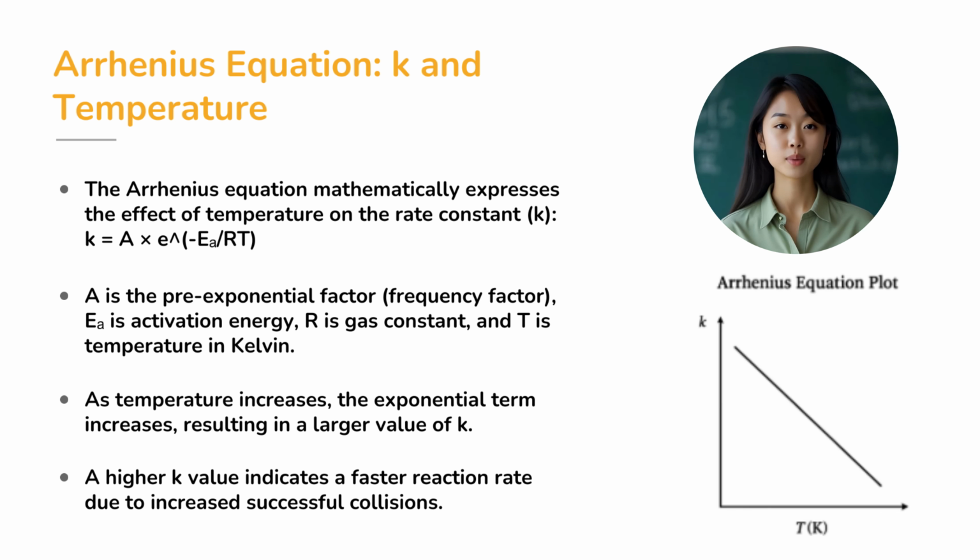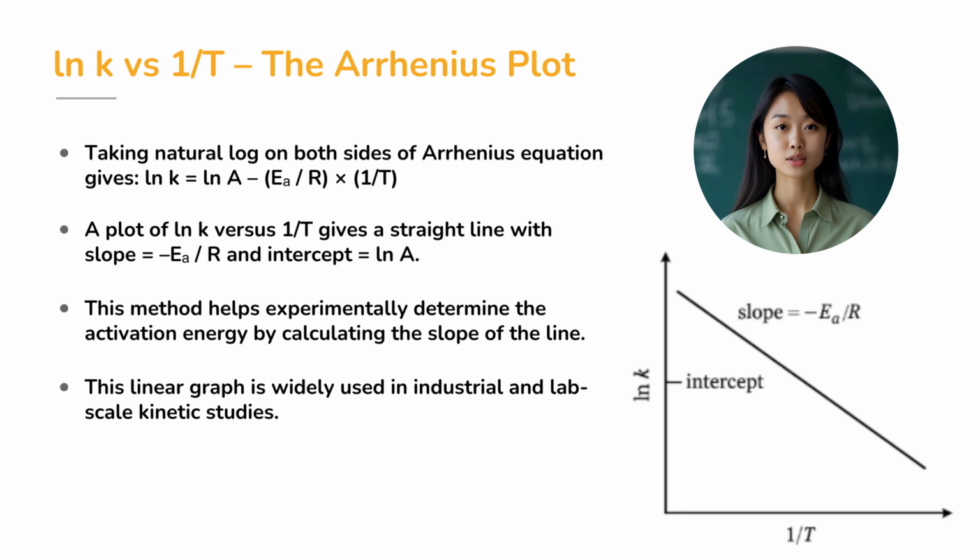The exponential part explains the fraction of molecules having enough energy to react. So, as the temperature goes up, the negative exponent becomes less negative, the exponential term increases, and hence, the value of K shoots up. That means the reaction becomes faster. Whether you're manufacturing chemicals or understanding enzyme behavior in the human body, this equation is your guiding compass for rate predictions. Let's take this further into visuals.